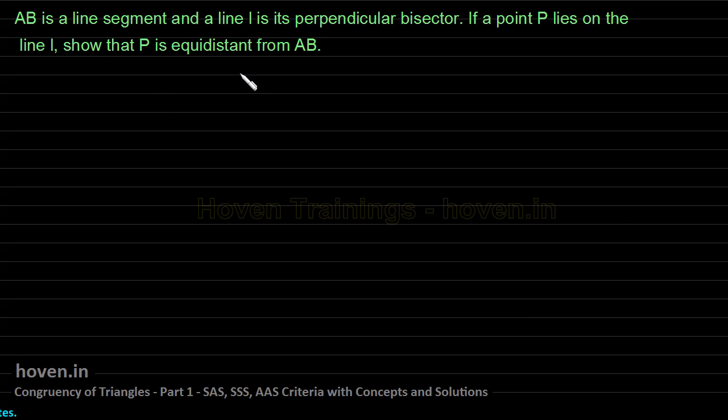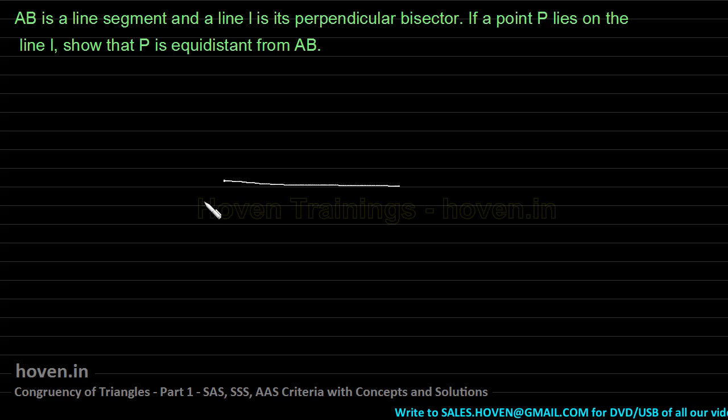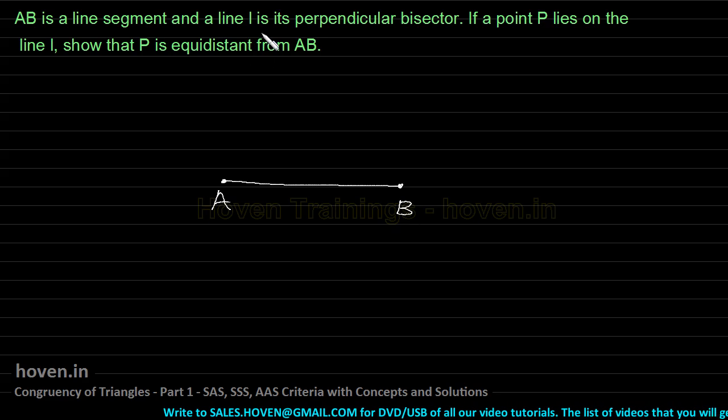Now let us take a question based on that axiom. This will help us develop logic and reasoning skills. It says AB is a line segment. Let me draw that line segment first. This is A and this is B. This is a line segment with A and B as its terminations, and a line L is its perpendicular bisector.